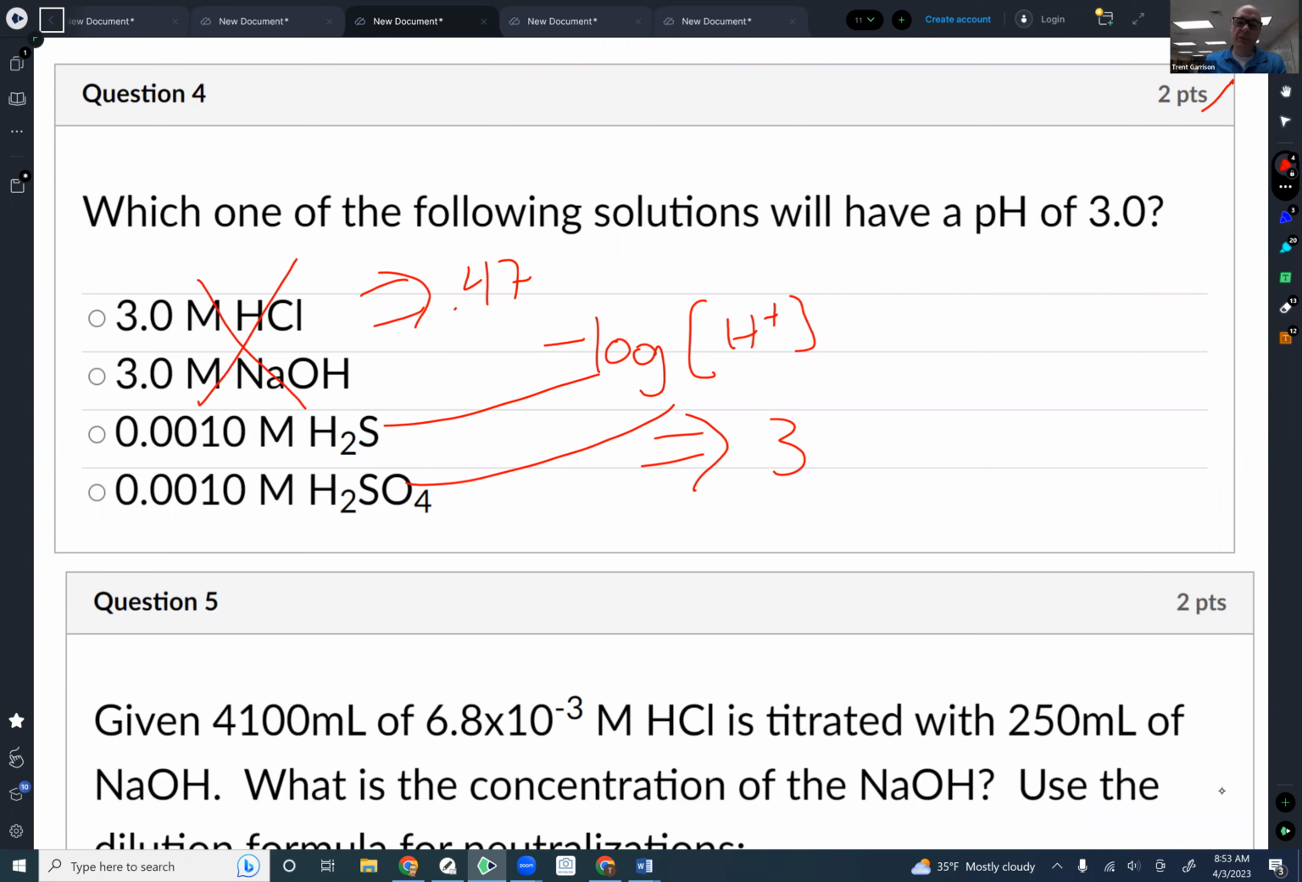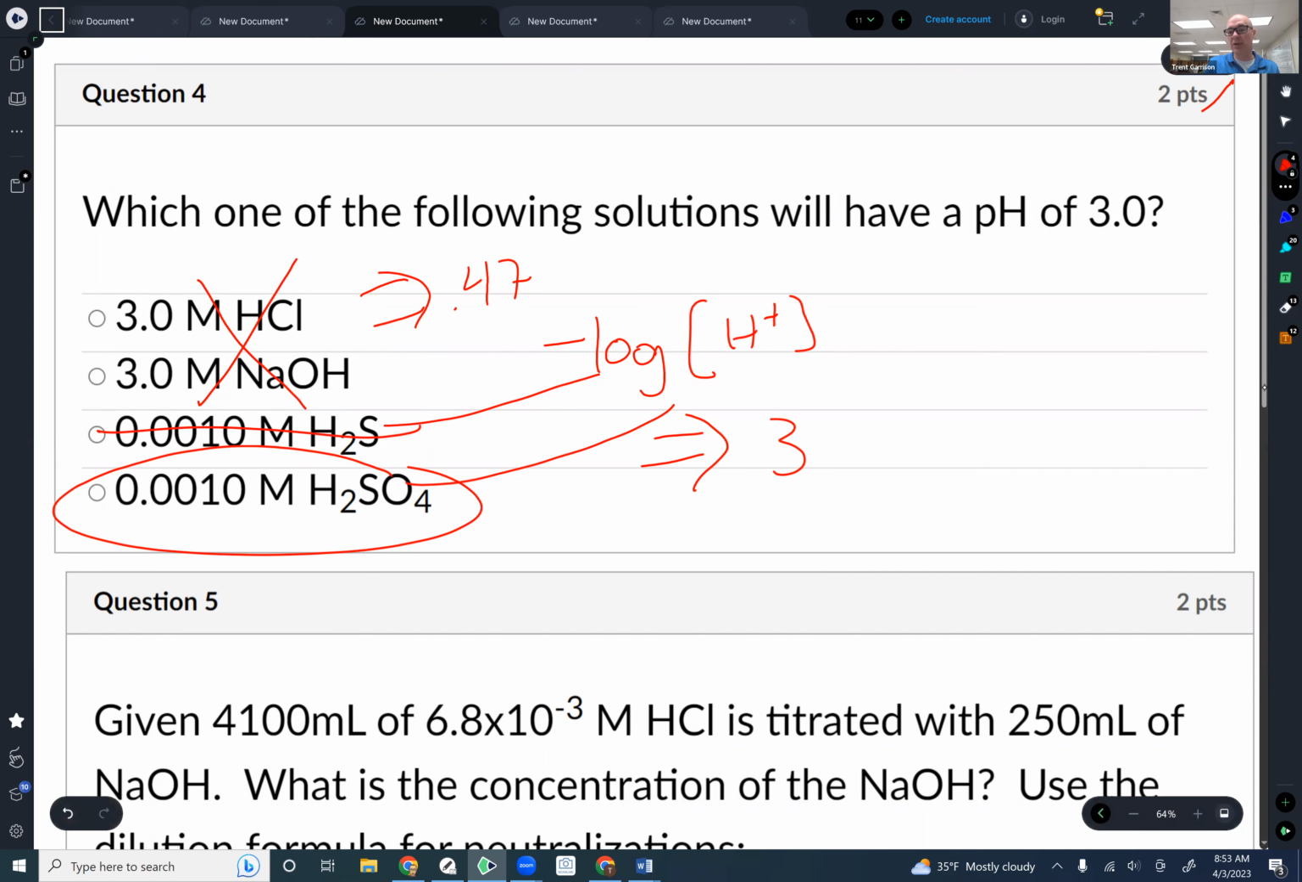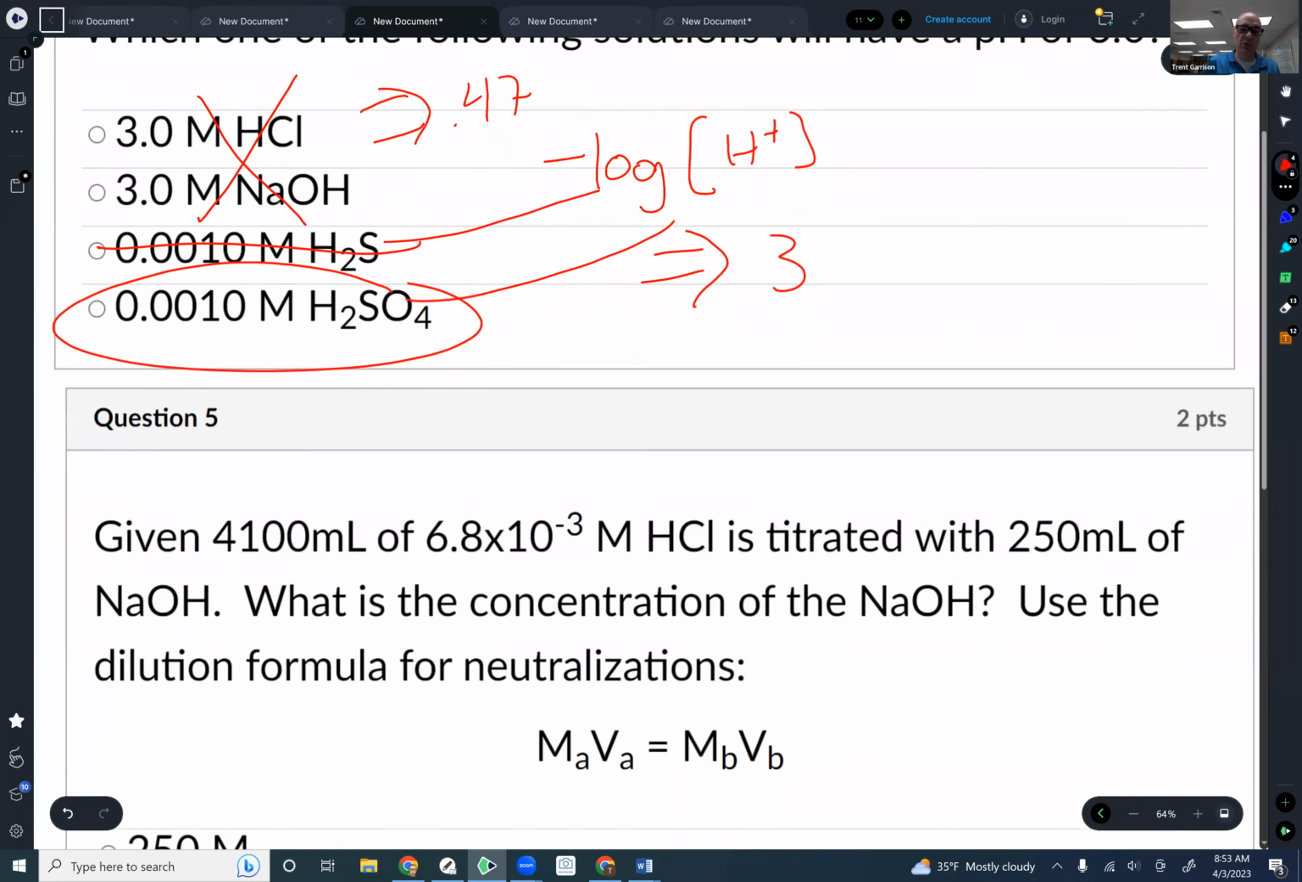Now, which one of these is able to use the actual formula is only this choice here, because it's the only one on the strong acid list. The H2S is actually a weak acid, so we're not allowed to use straight pH. We would have to go through a Ka value, which is what you're going to have to do on question number 8.